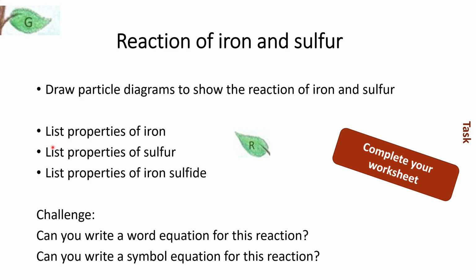So draw a particle diagram to show the reaction of iron and sulfur, which is just what was on the slide before. Now, list the properties of iron, list the properties of sulfur, and list the properties of iron sulfide.